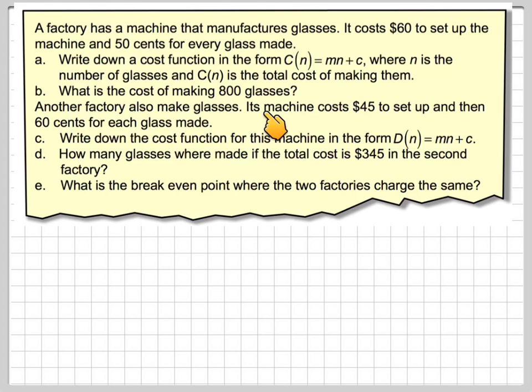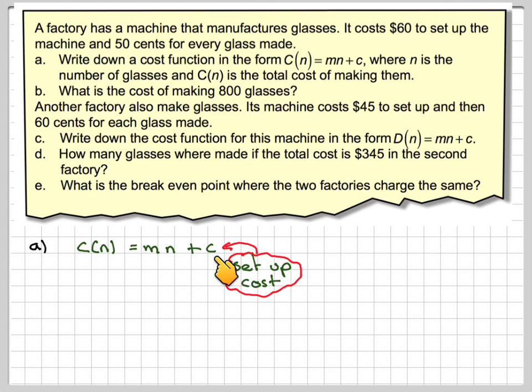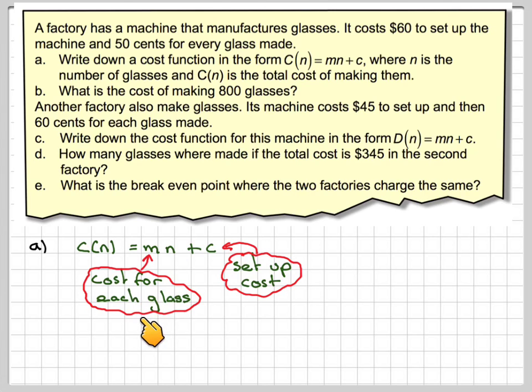What's the cost of making 800 glasses? Okay, let's deal with that bit first. So we're told that C of n is equal to mn plus c. What do each of these things mean? Well, the c represents the setup cost of the machine, and the m represents the cost for making each glass. So we've got $60 and 50 cents, a mixture of units here.